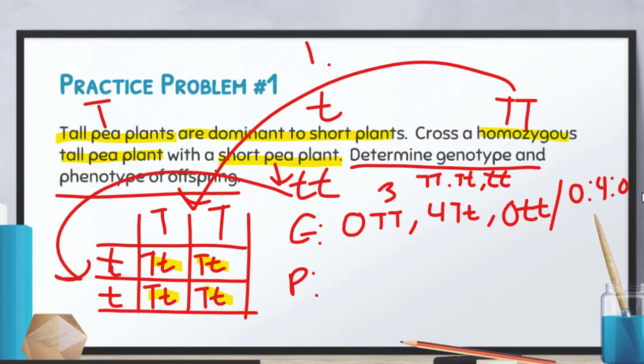The phenotype is what we see. Well, there are only two choices for phenotype. I'm either going to be tall or short. So I take a look at that. How many of those are going to be tall? Remember that the tall allele is dominant to the short allele. So all 4 of these are going to be tall. If you're heterozygous, you will be tall. And 0 will be short.